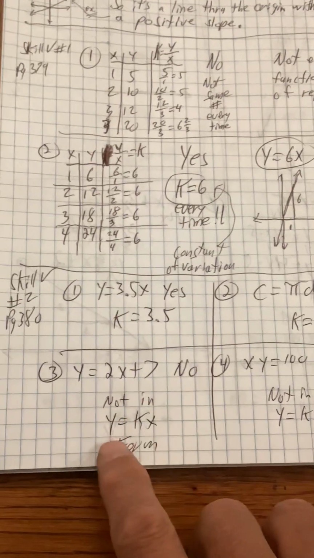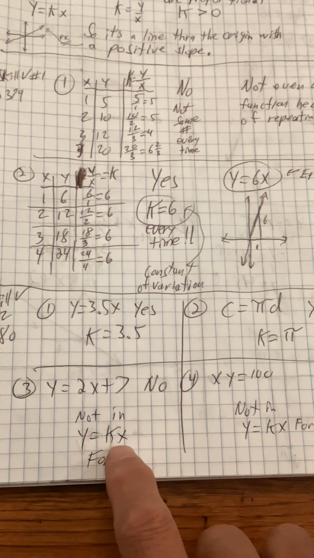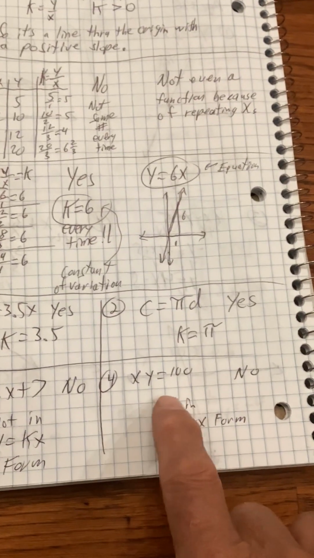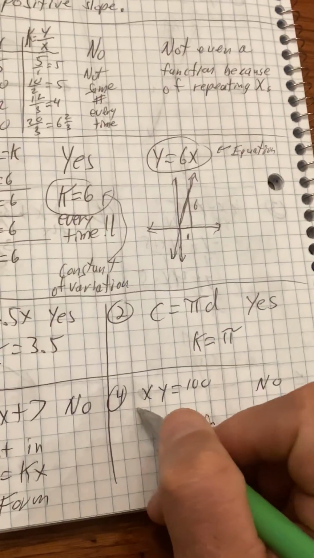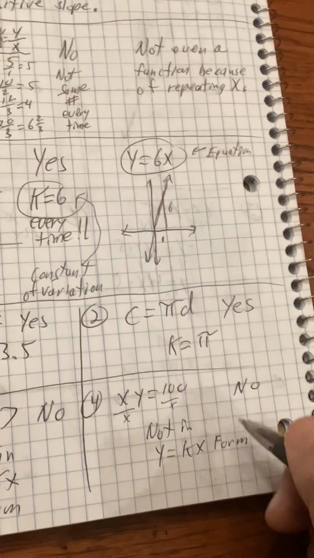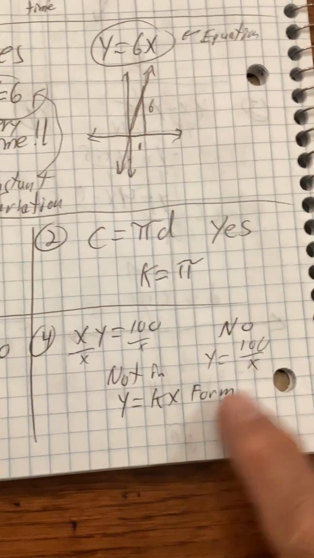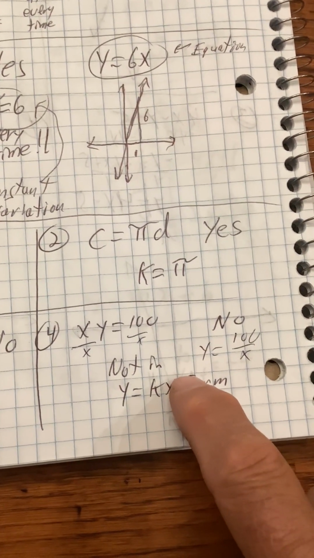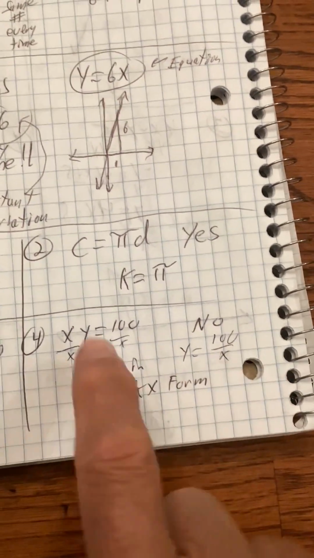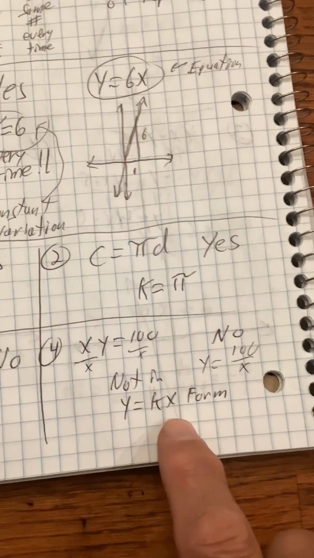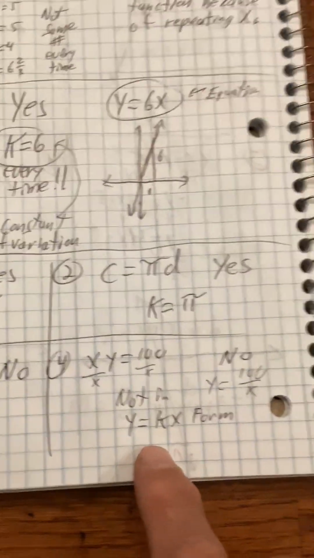And this one's no, because there's a plus or minus something here. It's not in the y equals kx form. And this is no because it's not in the form. If you try to put it in the form, if you divide both sides by x, you get y equals 100 divided by x. And x can't be in the denominator, it has to be in the numerator. This is not direct variation. This is actually inverse variation. You'll learn that later on in algebra.